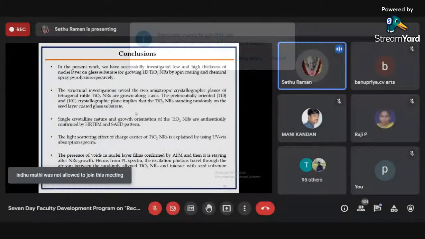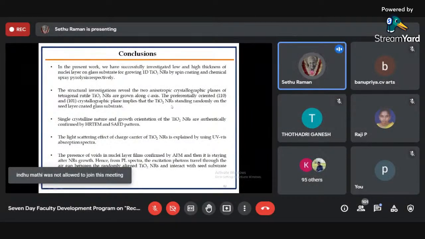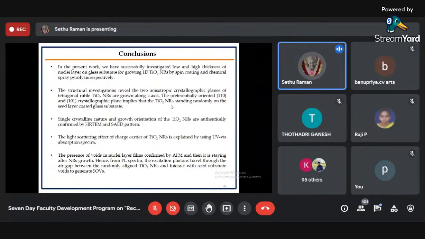We observed two anisotropic crystallographic planes for tetragonal rutile TiO2 nanorods grown along the C-axis. The preferentially oriented 110 and 101 crystallographic planes imply that TiO2 nanorods are standing randomly on the seed layer coated glass substrate. The single crystalline nature and growth orientation of the TiO2 nanorods are authentically confirmed by HRTEM and the SAED pattern.